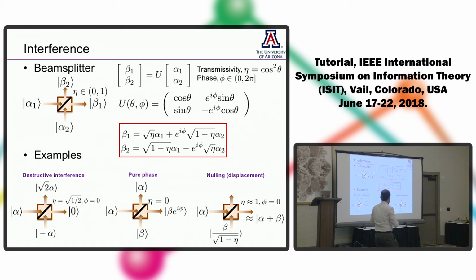Another interesting use of a beam splitter is to do nulling. Okay, so what I mean by nulling is I want to move alpha to alpha plus beta. How do I do that using a beam splitter?